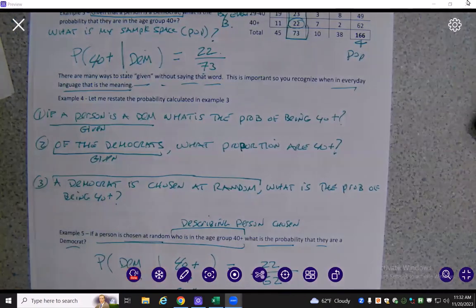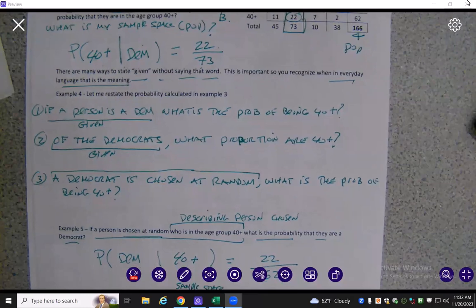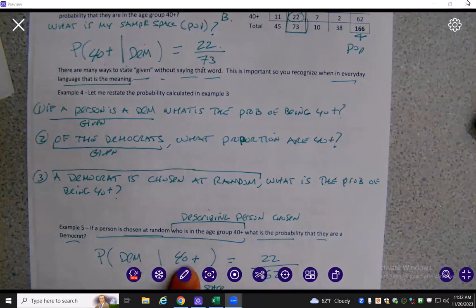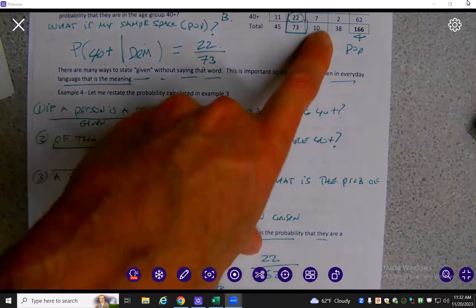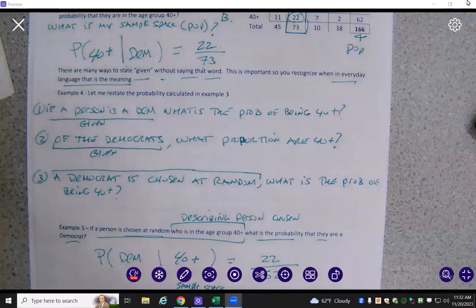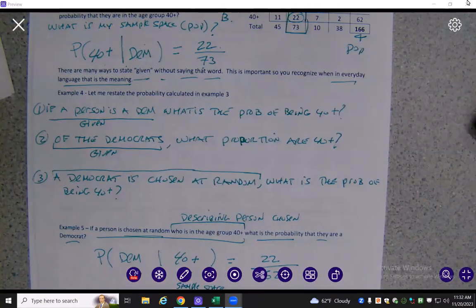But this other question, 40 plus is the assumed. That's all we're dealing with is the 40 plus. But what we're questioning is, can we lump in the Democrat? And of course, just like the other one, the only way we can lump these, the 22 people are the only ones that can meet both criteria. So that's why the numerator is not changing. The numerator is staying fixed because that's all we have that meet both. That's the only way we can meet both is if we look at the and.